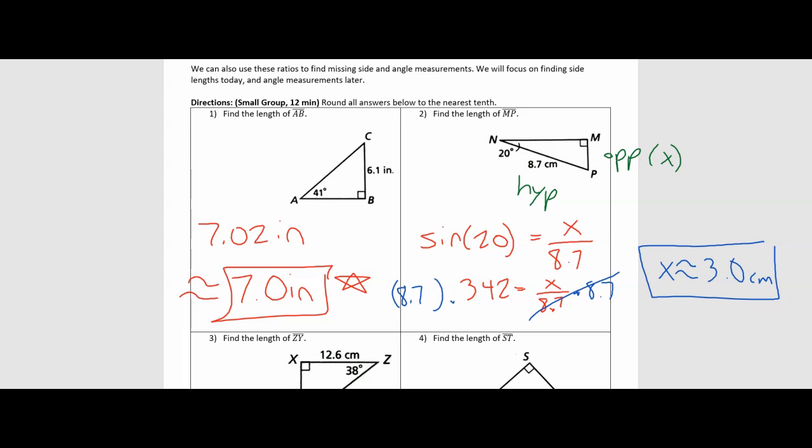Okay, that is going to do it for this video. I know I said I thought we were going to get to that diagram problem, but I'm going to cut it off here because we're over 20 minutes. We'll get to the rest of those problems in class.